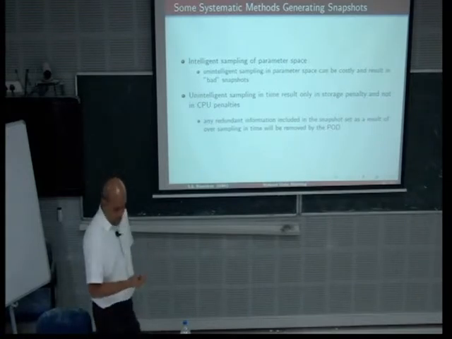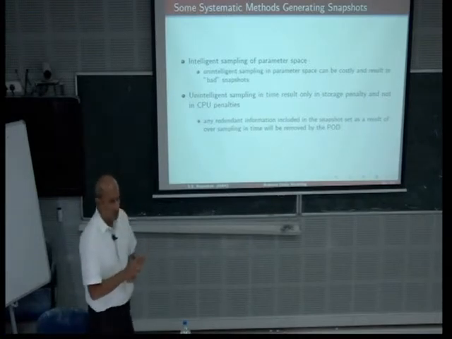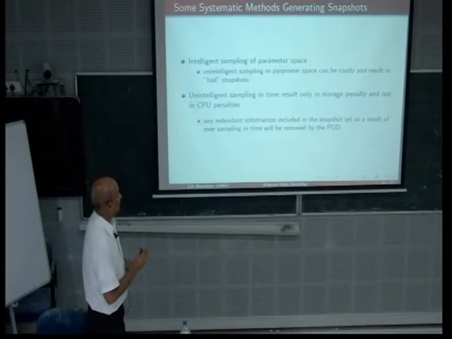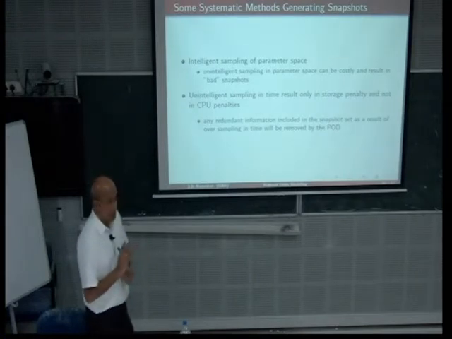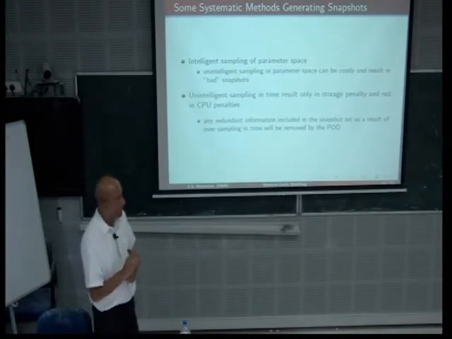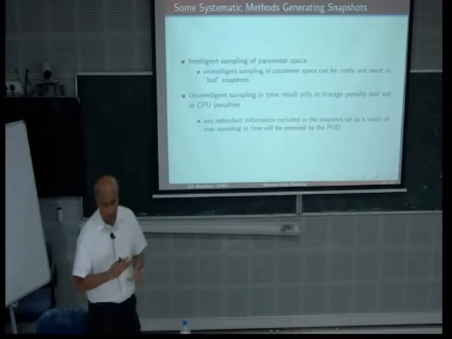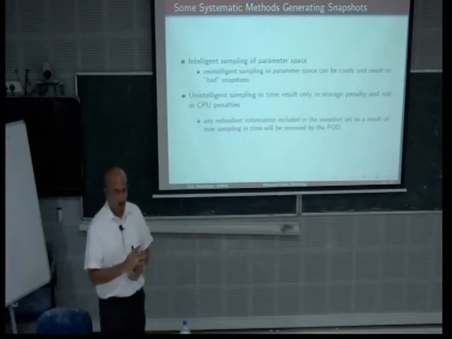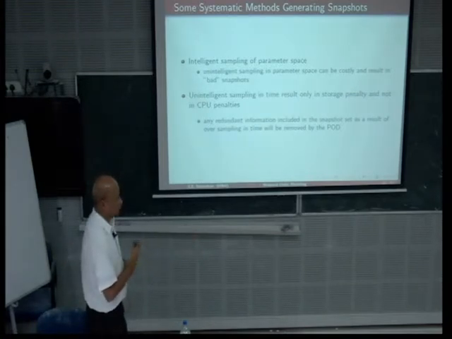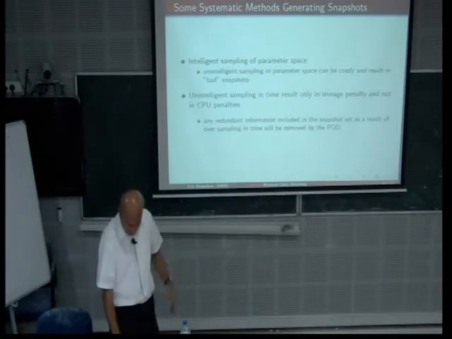Intelligent sampling of parameter space is one way to do this a little bit more systematically. Intelligent sampling in parameter space can be costly and result in bad snapshots. You can do unintelligent sampling in time if you want. That doesn't cost any storage penalty or CPU penalty because you are simulating the full order model anyway. If you have unintelligent sampling in time, the POD will remove that redundancy by its nature.